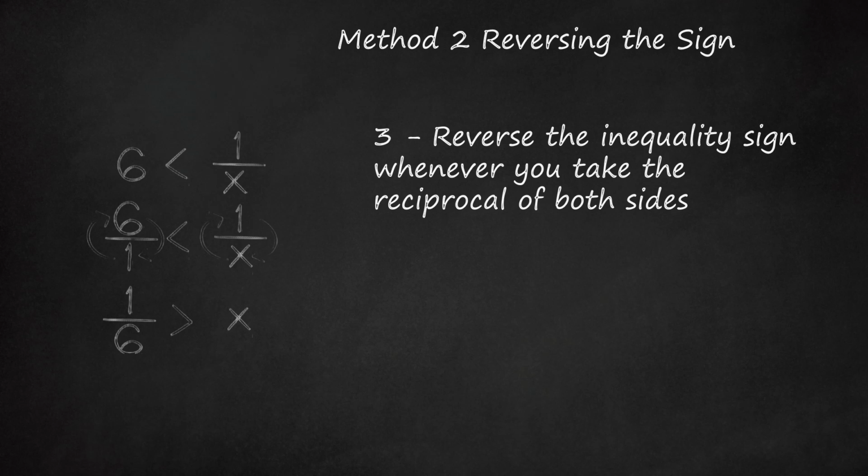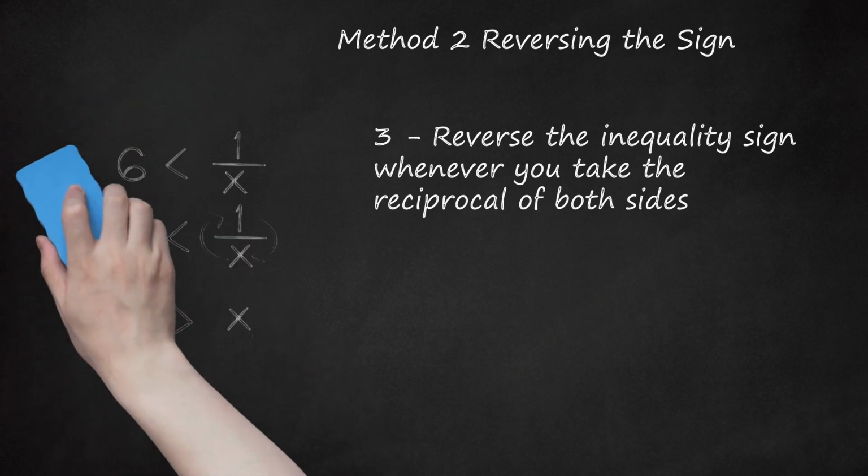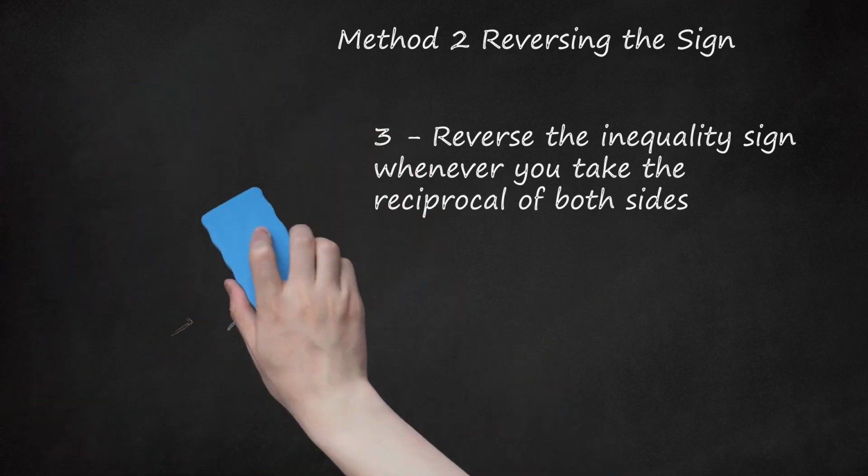For example, to solve the inequality 6 < 1/x, you would isolate the x by taking the reciprocal of both sides. Since both sides are positive, you need to reverse the inequality sign. 6 < 1/x becomes 1/6 > x.